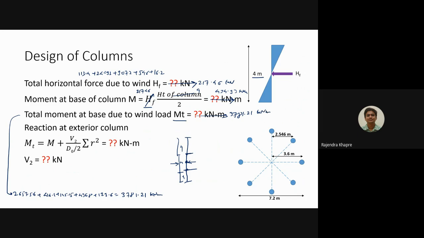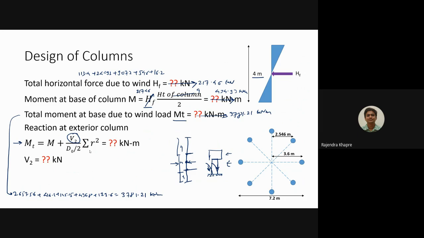So kilonewton meter. Now what is happening here is, if you have a staging like this, and a container over here, and it is subjected to wind pressure, it is going to bend like this. Because of this, some additional axial load will be developed in the columns. This additional axial load will be calculated in terms of V2. For this you just have to use a simple expression: MT equals M plus V2 divided by D0 by 2 into summation of r square.